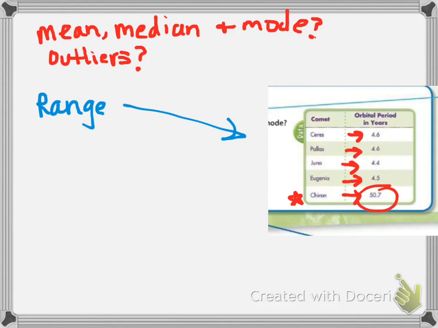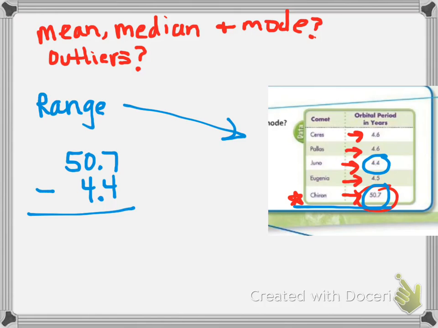Okay, first we're going to find the range of this set. And remember, the range is subtracting your lowest number, which is 4.4, from your highest number, which is 50.7. So when we subtract that, we're going to see that the range is 46.3. Okay, so let's save that data and then compare in a minute. Next, we're going to solve the mean, median, and mode without the outlier, and then we're going to do it with the outlier, and then we're going to compare and see how the outlier kind of messed with the results.